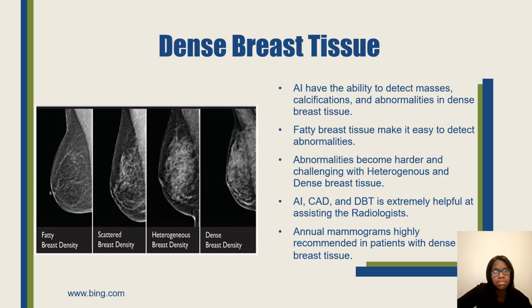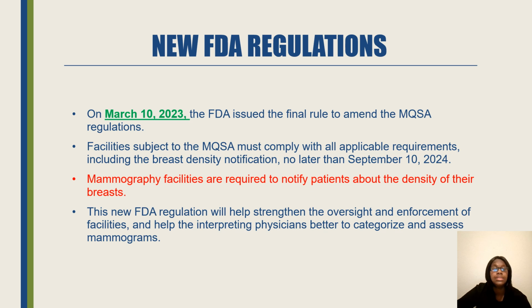And this is just an example of the dense breast tissue. You have different ones, whether it's fatty, scattered breast density, heterogeneous, or dense breast tissue. There are new FDA regulations when it comes to breast density. So pretty much as of September 10th of 2024, all mammography facilities are required to notify patients about the density of their breast. And this is just so patients can know, hey, this is how dense your breast is.